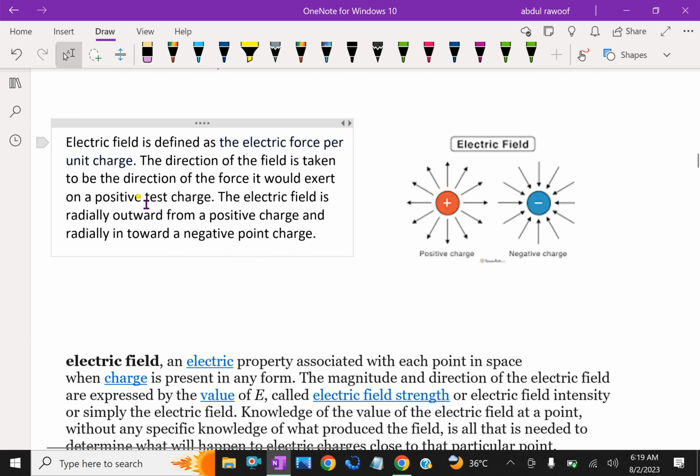Next, we will discuss the electric field. Electric field is defined as the electric force per unit charge. The direction of the field is taken to be the direction of the force it would exert on a positive test charge. The electric field is radially outward from a positive charge and radially inward toward a negative point charge.